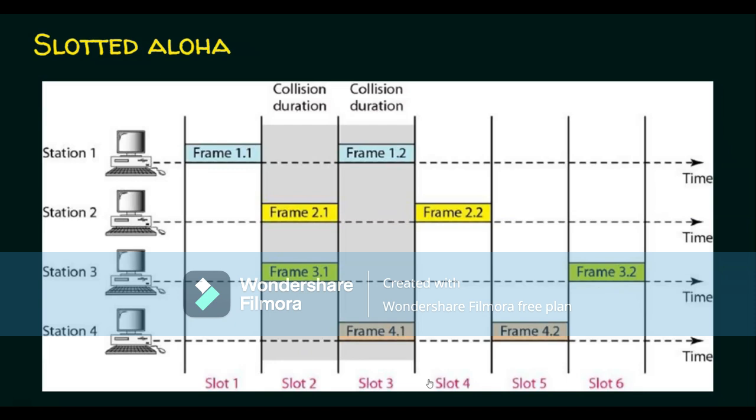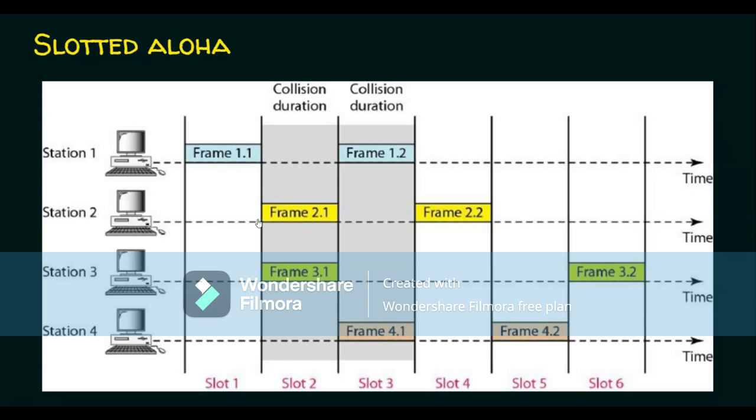So in slot 1, slot 4, slot 5 and slot 6 there are no collisions. Whereas in slot 2 and slot 3 there are collisions. The collision duration is the time slot duration. Whereas in Pure Aloha, the collision duration will be varying, because any time the frame may start in Pure Aloha. Whereas in Slotted Aloha, it can start only at the beginning of the time slot.